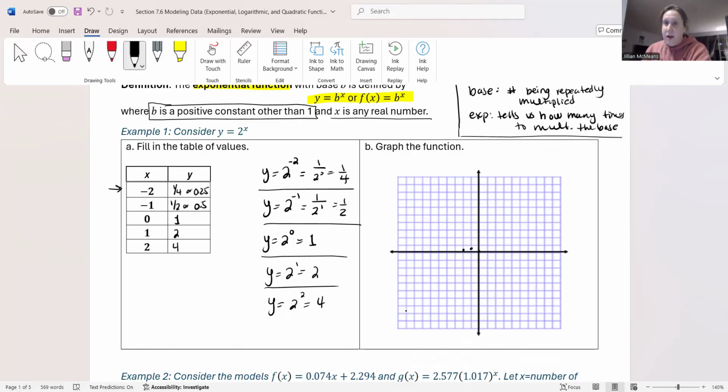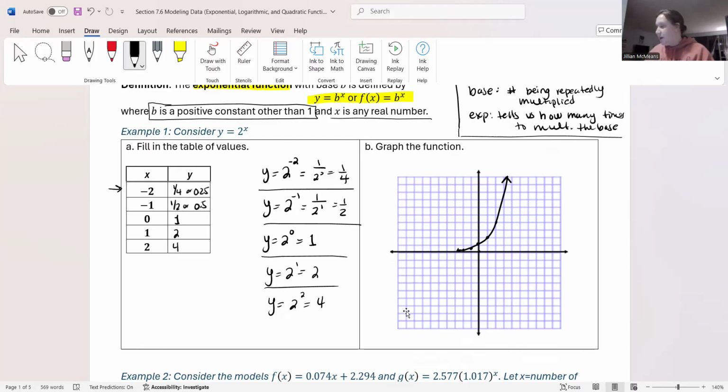And then when x is 0, I go up 1. So at the origin, I don't go left or right. I just go up 1. And then for 1, 2, at the origin, I go to the right 1 and up 2. And then for 2, 4, at the origin, I go to the right 2 and up 4. Okay, so this is what is happening with an exponential function. Notice the growth starts out really small and then it just kind of shoots upwards.